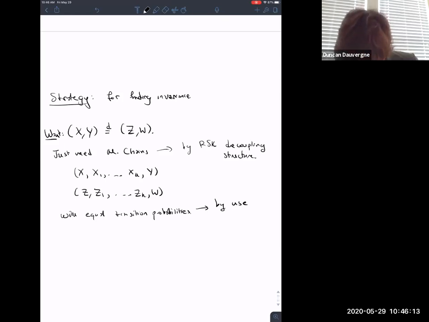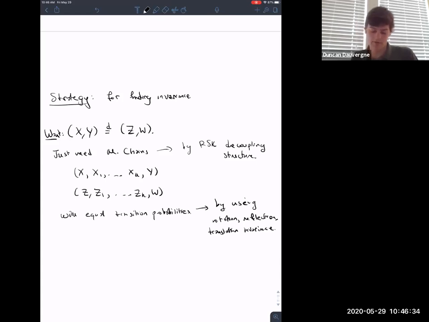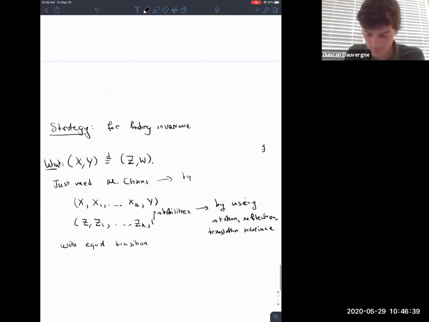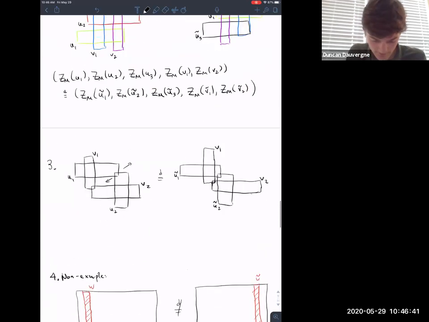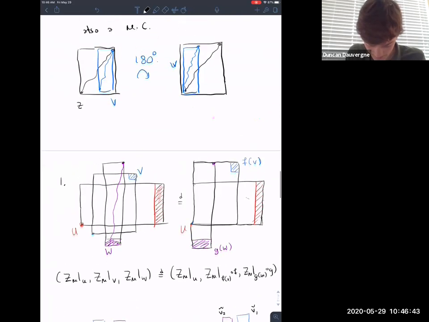So by using rotation, reflection, and translation invariance. Or, you know, once you've established some things, you can build up and use previously established invariances as well. Okay. And you can really start exploring this and see, okay, what sort of statements can you get? So I've drawn a couple of examples here.